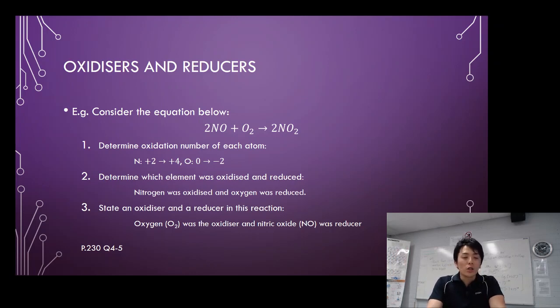Now, it's not nitrogen only, it's not oxygen atom only. You have to give the species name. Maybe you should add that somewhere on the side as a note. If you're asked to state an oxidizer or reducer, or oxidizing agent or reducing agent, you need to give the name of the species or the formula of the species. All right? That's the end of this video.